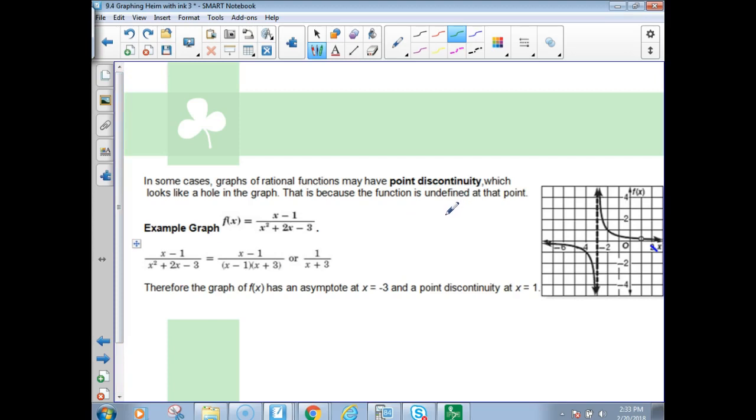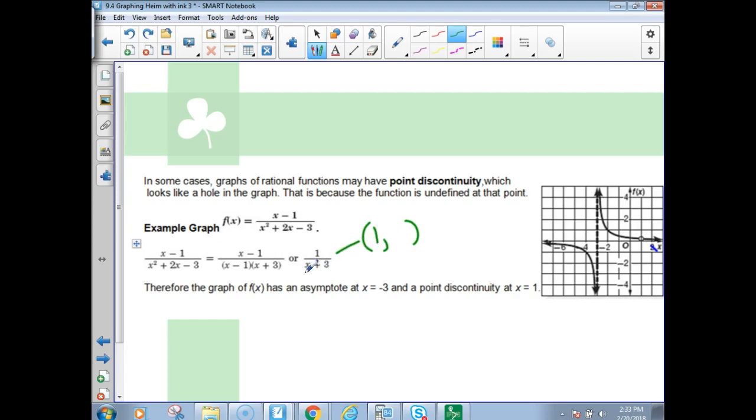In some cases, graphs do have point discontinuity, and that's when there's a common factor to both the numerator and the denominator. See how this has x minus 1 in both the numerator and denominator? So it would reduce to 1 over x plus 3. Now, with that discontinuity, there still is that exclusion from the domain of 1, but the point you find here has a hole, and that's where x is 1. So you actually can find the location of it by plugging in 1 into the reduced format of the equation.